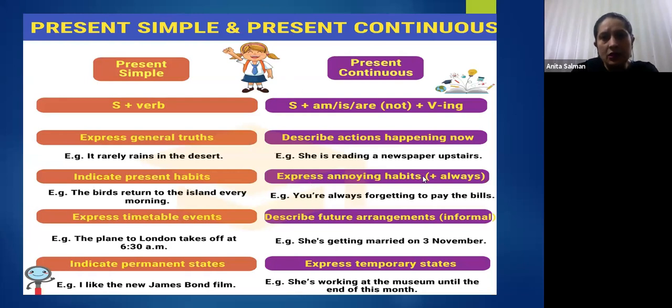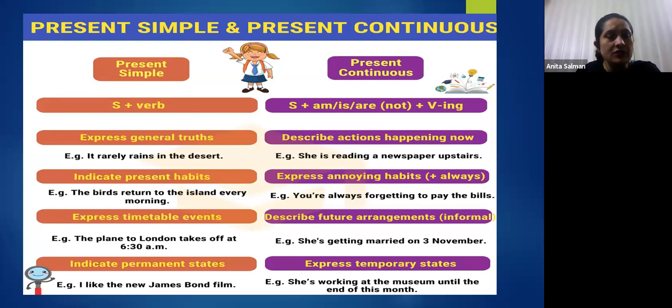Express annoying habits like you're always forgetting to pay the bill. You're always creating problems in the class, right? You're always irritating me. These sort of sentences, which are annoying habits, and most of the time they have always, you express in present continuous tense. Whereas your present habits, you play, you take rest, you study, whatever you do, you will express in simple present tense.